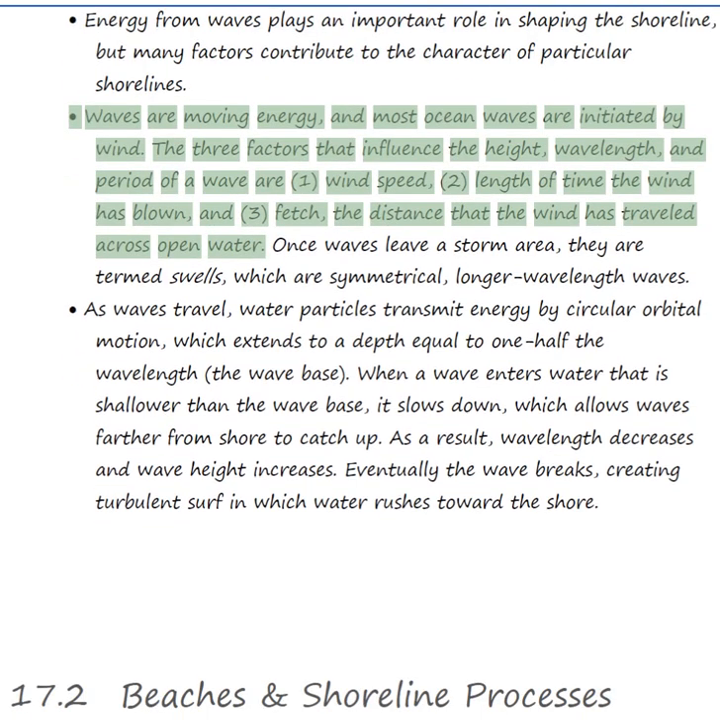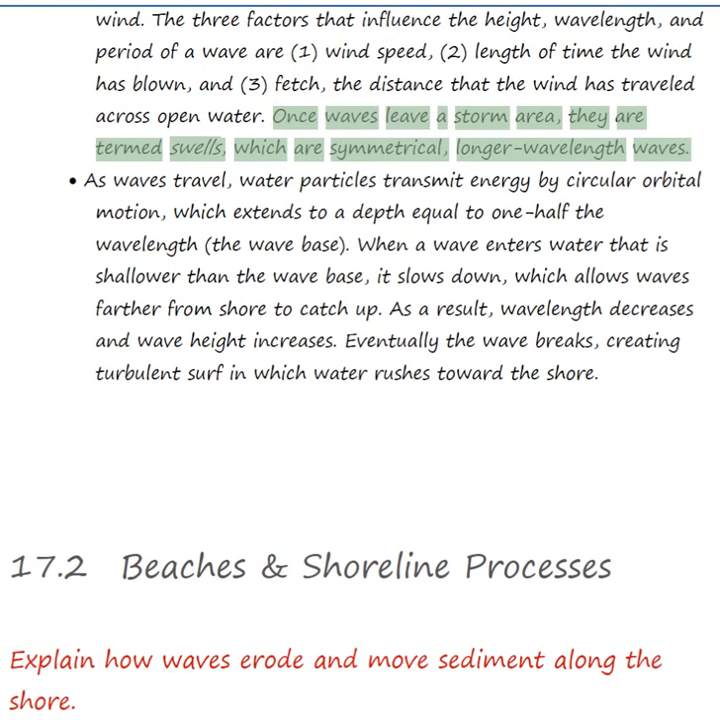Waves are moving energy, and most ocean waves are initiated by wind. The three factors that influence the height, wavelength, and period of a wave are wind speed, length of time the wind has blown, and fetch, the distance that the wind has traveled across open water. Once waves leave a storm area, they are termed swells, which are symmetrical, longer wavelength waves.